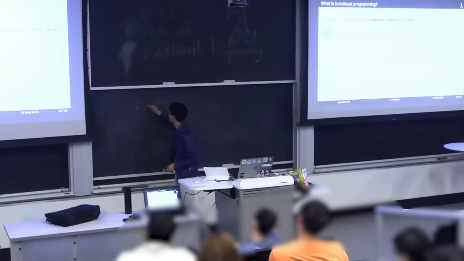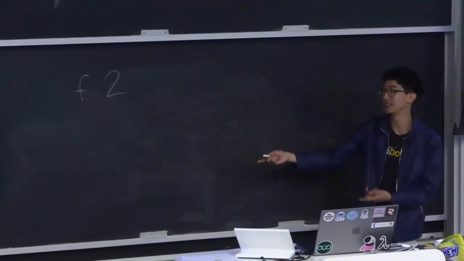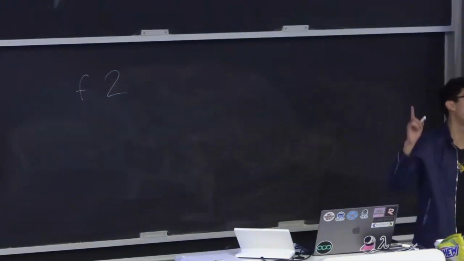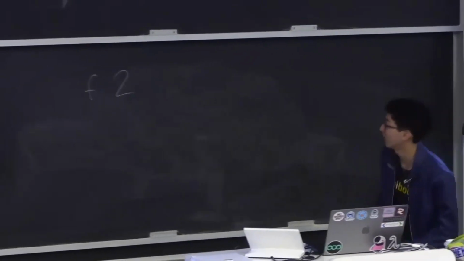If I have f of 2, f of 2 is always f of 2. It's always going to be the same as f of 2, no matter where I am for f of 2. The function f applied to the value 2, and I'll define those for you in a second.